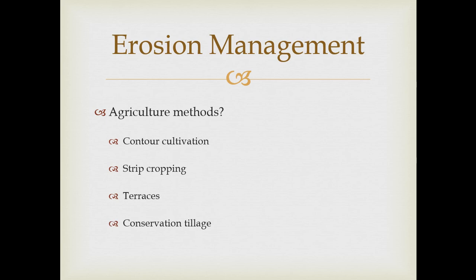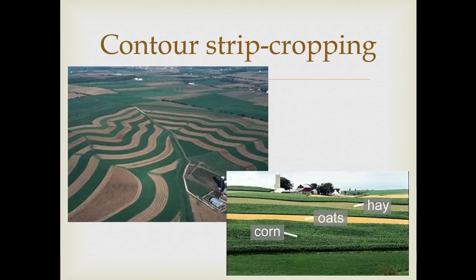Agricultural methods of managing erosion. So there's been several that have been developed: contour cultivation, strip cropping, terraces, and conservation tillage.